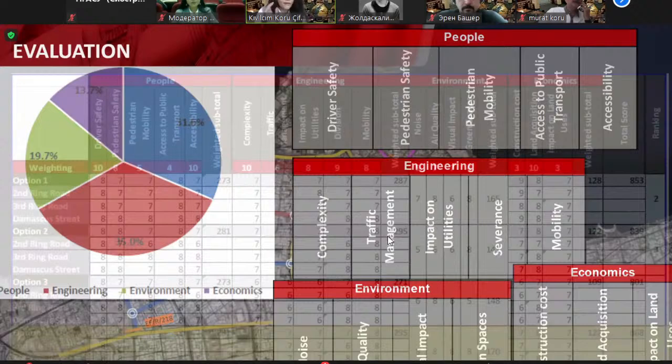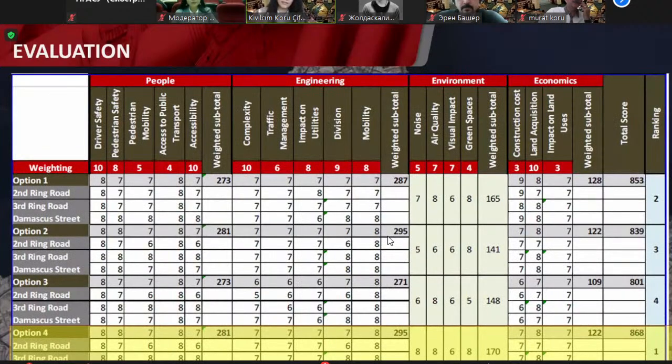Whenever we considered these evaluation metrics, we gave points for all elements for option 1, option 2, option 3, and option 4. As you will see, considering this evaluation matrix, the highest score is received by option 4. So it is ranked as the first option that we would go with for the final design.